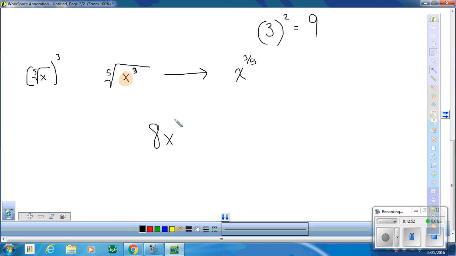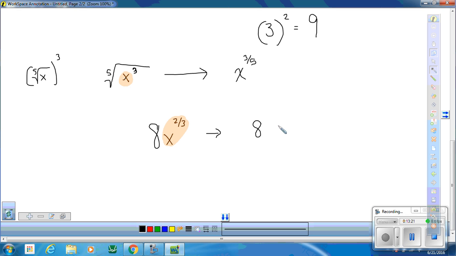If I have something like 8x to the 2/3 power, here we also want to remember some things about our laws of exponents. The only thing that is being taken to the 2/3 power in this problem is the x. And so you don't want to have that 8 tagging along with the x. That 8 is just minding its own business. It is being 8. 8 is not being taken to the 2/3 power.